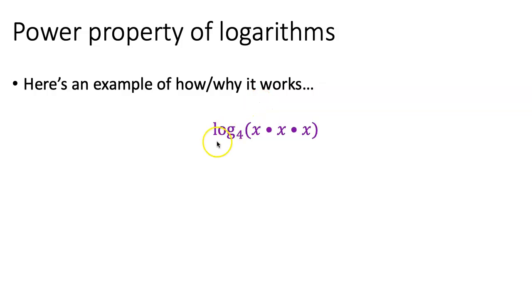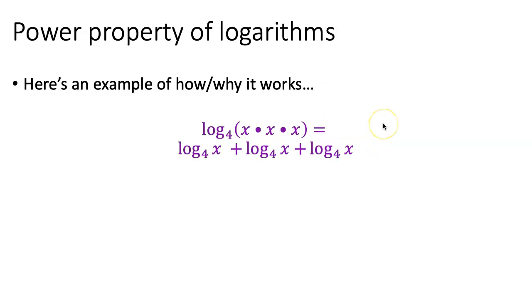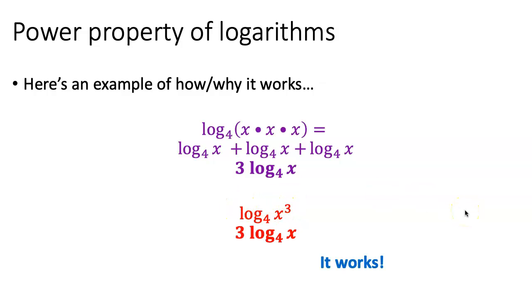If I have log base 4 of x times x times x, that's x to the 3rd, but we're writing it as x times x times x. Well, we can expand that with the product rule into log base 4 of x plus log base 4 of x plus another log base 4 of x. There's 3 log base 4s of x's. With the power rule, log base 4 of x to the 3rd power, we can take this 3 and move it to the front. It's a shortcut, and it works. We get the same answer.